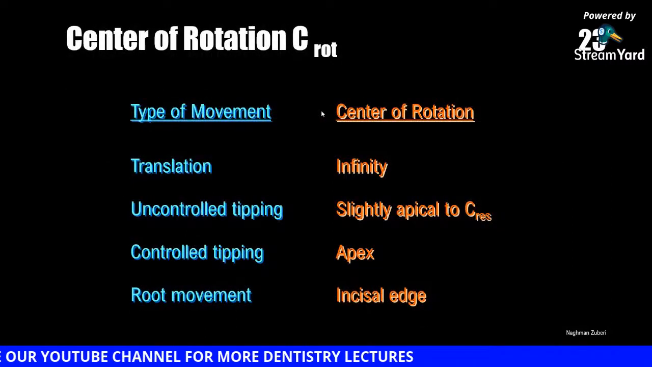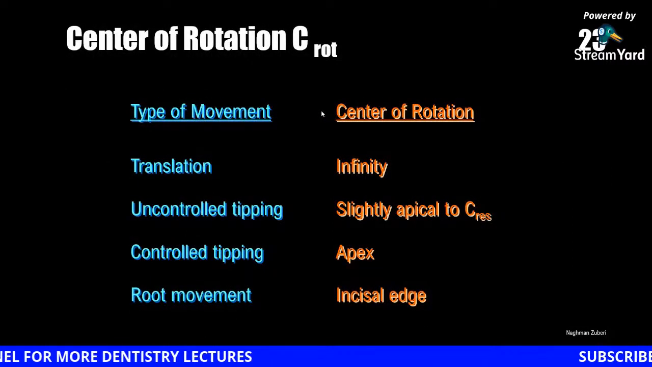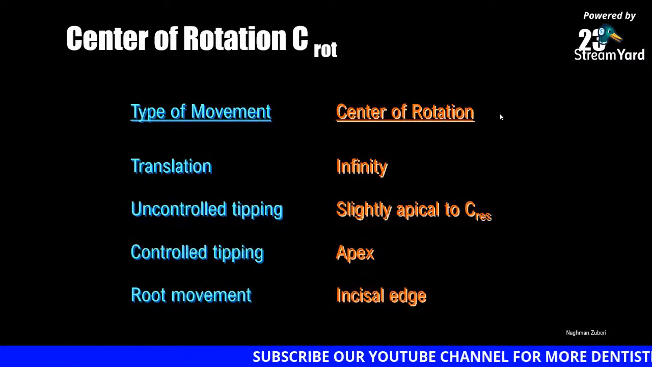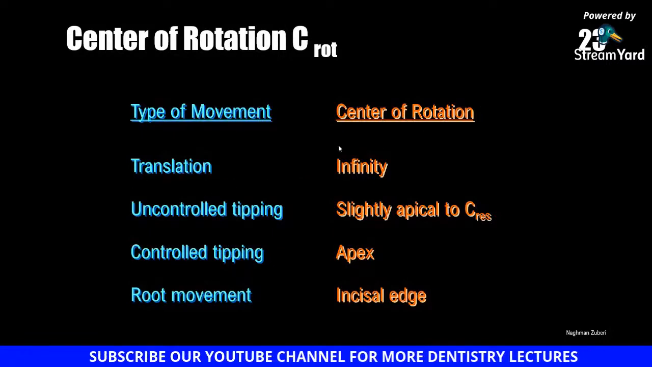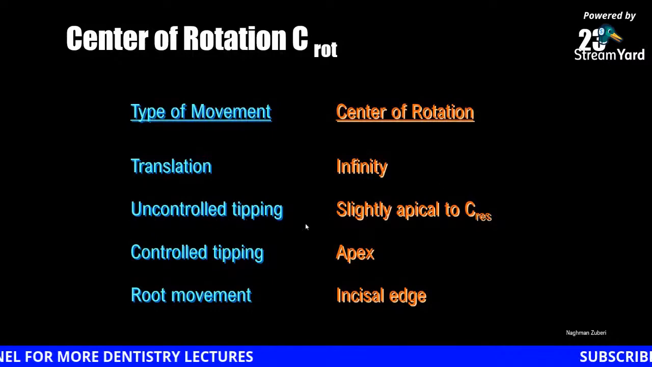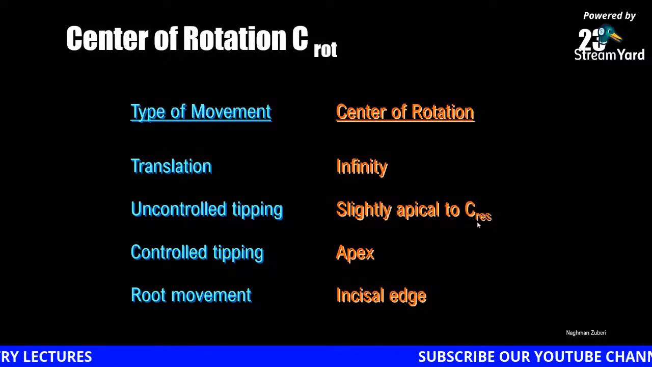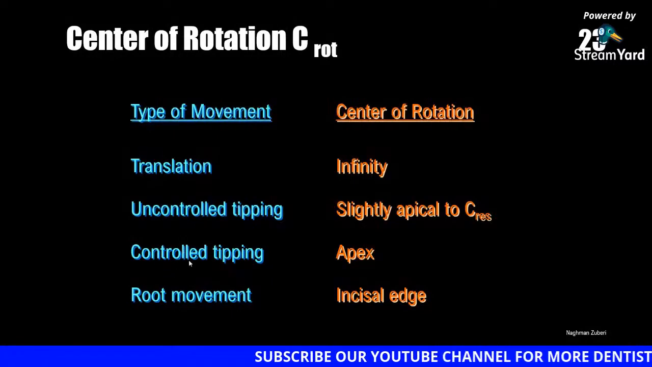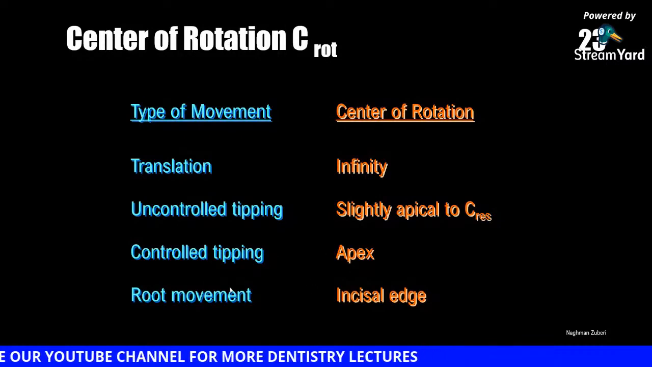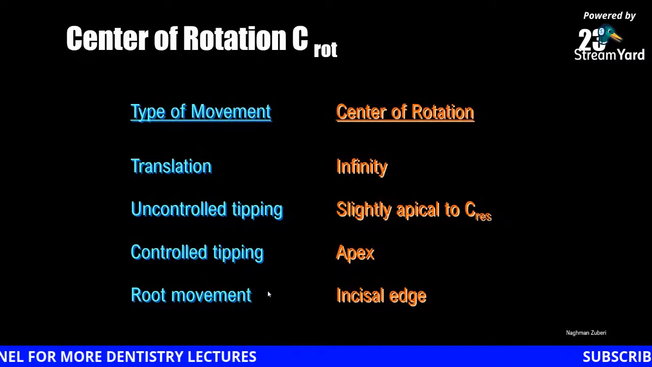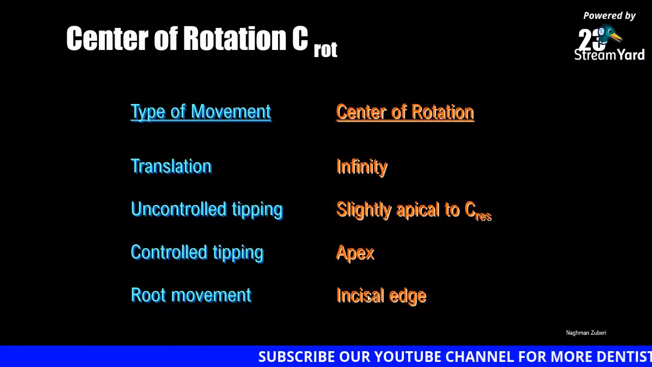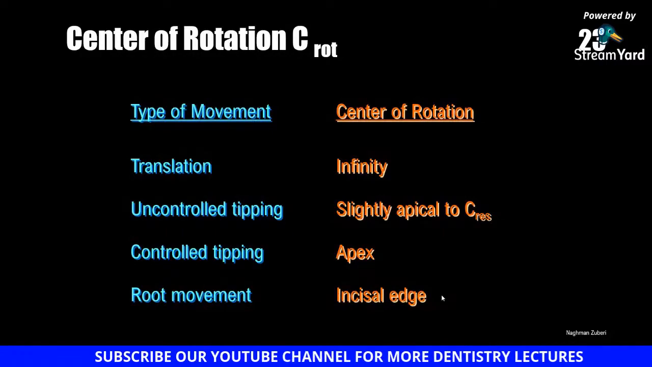So let's just summarize whatever we have studied in today's lecture. If we have different types of movements, where is the center of rotation going to lie? In translation, as I already mentioned, it will be at infinity. In case of uncontrolled tipping, it will be slightly apical to the center of resistance. In case of controlled tipping of the crown, it is going to be located at the apex. And in case of root movement, which is only possible with the fixed appliances, the center of rotation is going to be at the incisal edge.